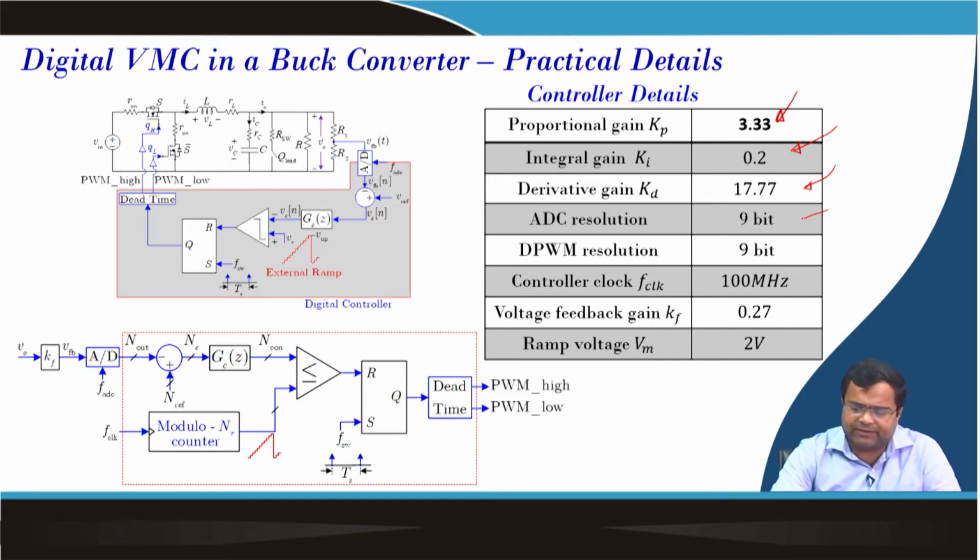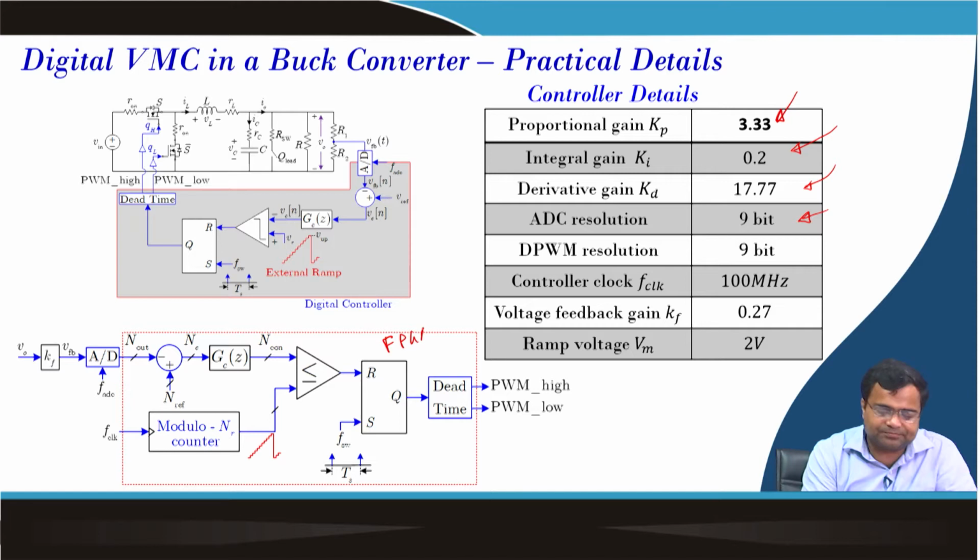ADC resolution, effectively we have taken 9 bit, though it is a 10 bit ADC, and then controller frequency 100 megahertz that we have discussed, ramp 2 volt, voltage feedback gain 0.27. We have discussed multiple times the digital voltage mode control, this architecture which will be inside an FPGA.